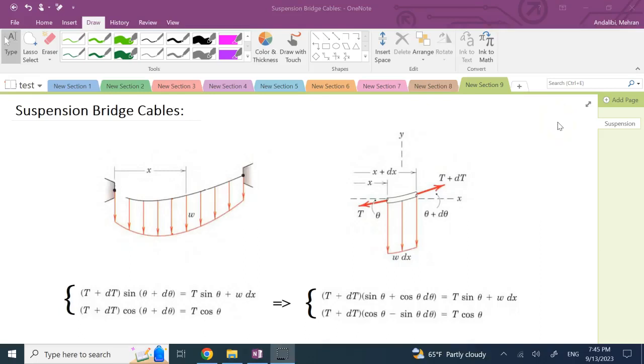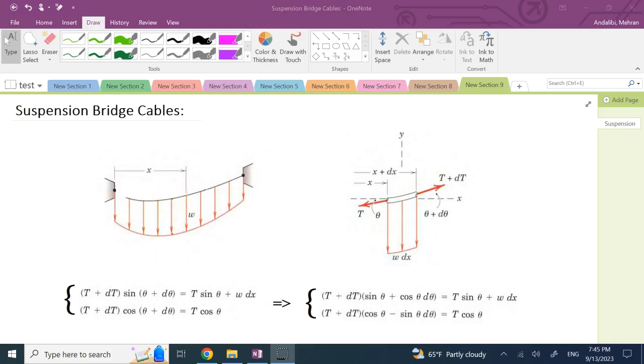Hello everyone. In this video we're going to talk about the cables in suspension bridges, for example, like the Golden Gate Bridge. Have you ever wondered what's the shape of this cable? What is the length of the cable that you need? How much is the tension at any point in the cable? Where is the maximum, or how much is the maximum tension in the cable?